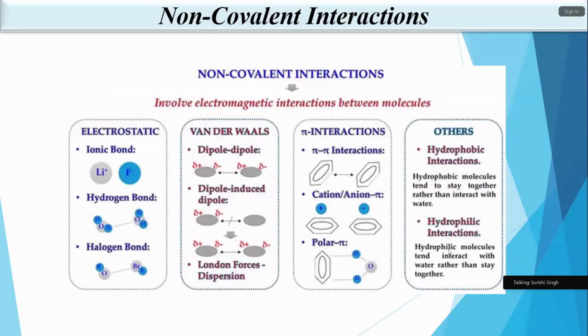Now, non-covalent interactions. What are non-covalent interactions? These are weak interactions between molecules or atoms that don't involve sharing of electrons. It is basically a type of electromagnetic interaction that occurs between molecules or within a molecule. So here are some examples of these non-covalent interactions, such as electrostatic, van der Waals, pi interactions, and hydrophobic as well as hydrophilic interactions.